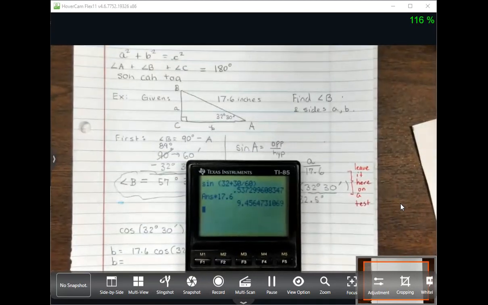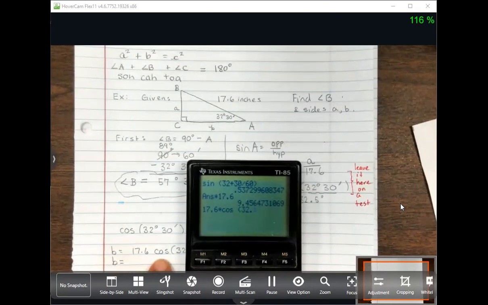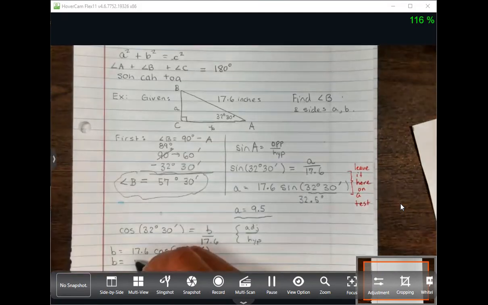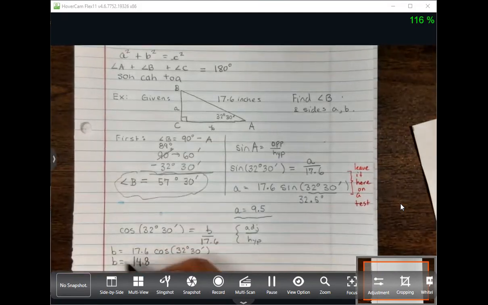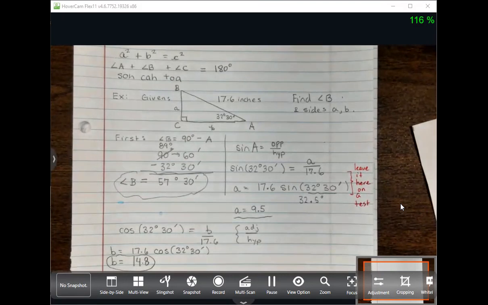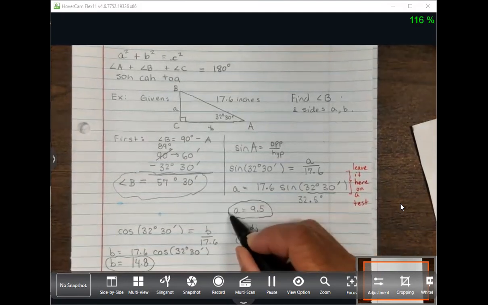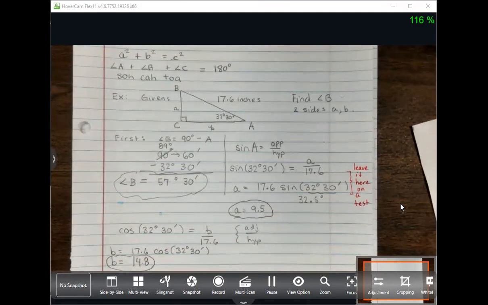Okay, so I'm going to go ahead and do it in one line. I'm going to do 17.6 times the cosine of my 32.5. And I get, to one decimal place, 14.8. Now you could have used the Pythagorean theorem here. I just wanted to use a cosine function to emphasize how I could use a calculator to do that. Okay.